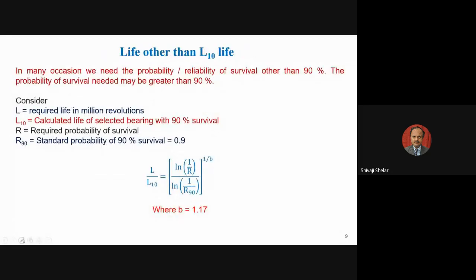Yeah, we have completed up to this point. So let's go to this now. When life is other than L10 life, we require a life for a particular probability. If that probability of survival is other than 90%, it means you require a life other than L10 life. On many occasions, we need the probability or reliability of survival other than 90%. The probability of survival needed may be greater than 90%. If it is less, there is no issue. But if it is greater than 90%, then you have to make your design step by selecting the right bearing.